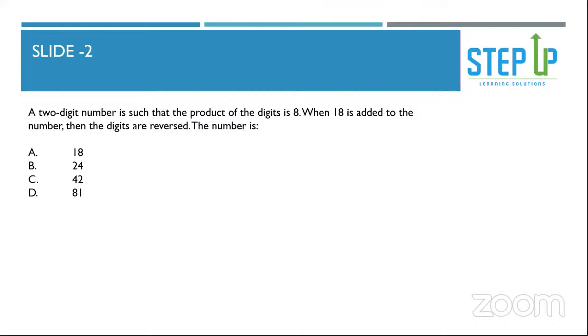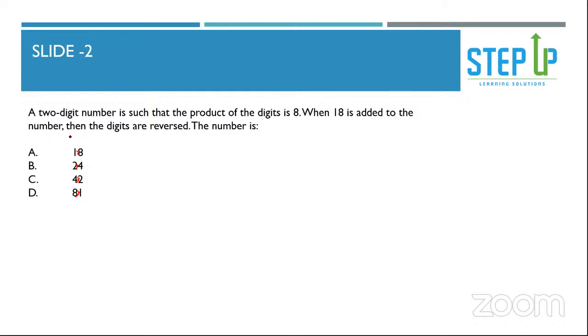A 2-digit number is such that the product of the digits is 8. When 18 is added to the number, the digits are reversed. Then what is the number? My suggestion would be to go with the options. So the very first condition, product of the digits is 8. Unfortunately, in all the options the product of the two digits is 8, so this first condition is not helping us.